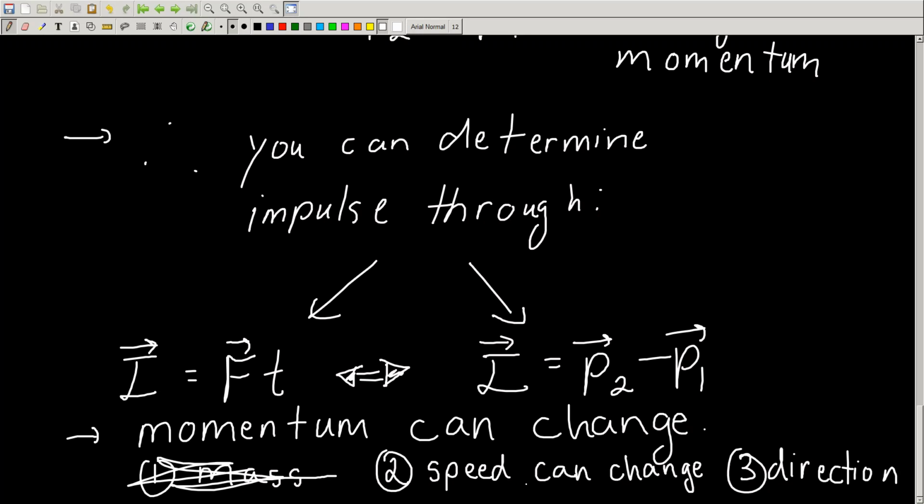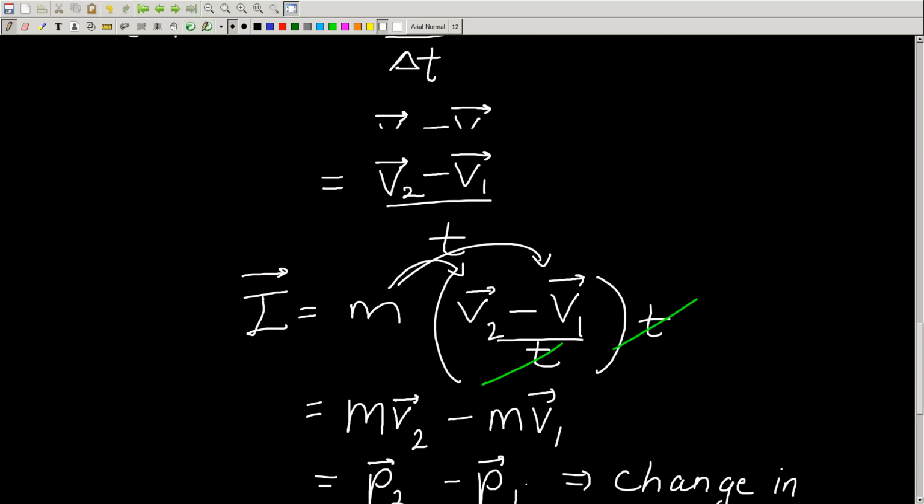So just a summary, impulse is the change in momentum. It can also be determined by force applied times time in which it is applied, and momentum can change by speeding up or a change of direction.